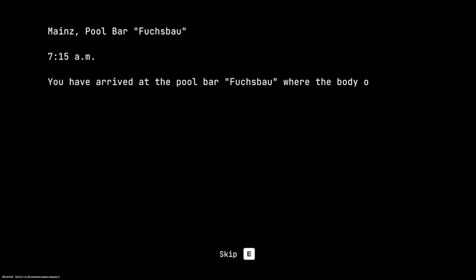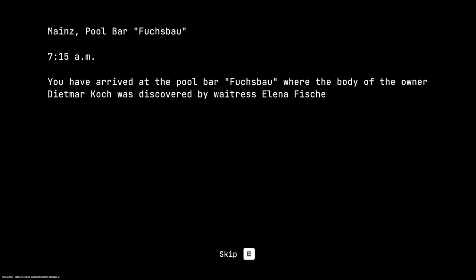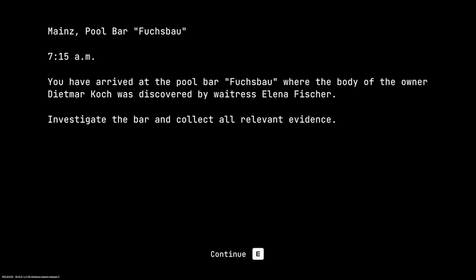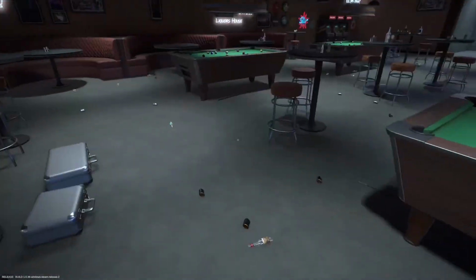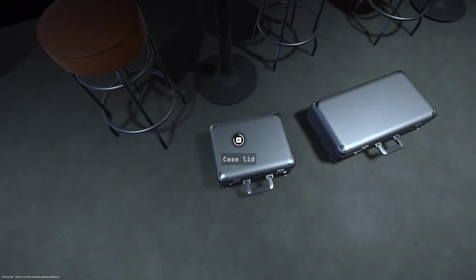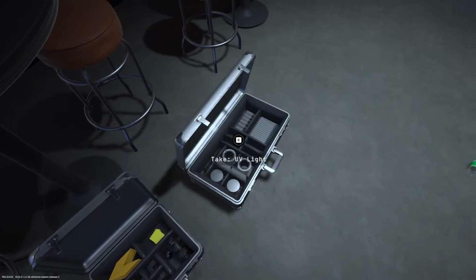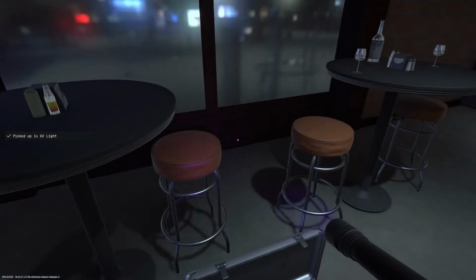We're back here again. Oh, I guess that's just the name of the pool bar. I just don't know how to say it. You have arrived at the pool bar where the body of the owner, Koch, was discovered by waitress Elena. Investigate the bar and collect all relevant evidence. Alright, we're back in this damn dump. What the frig, dude? I feel like I just left here.